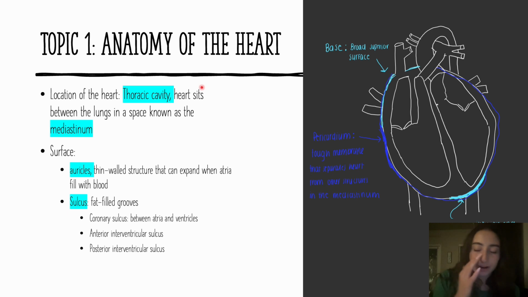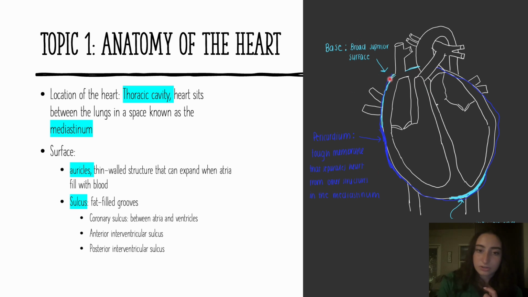So, the location of the heart is in the thoracic cavity, which is in the upper part of your body, and your heart sits between the lungs in a space known as the mediastinum. So, the heart has the apex, which is in the inferior part, the pointy part at the bottom here, and then our upper part and the broad superior surface is our base.